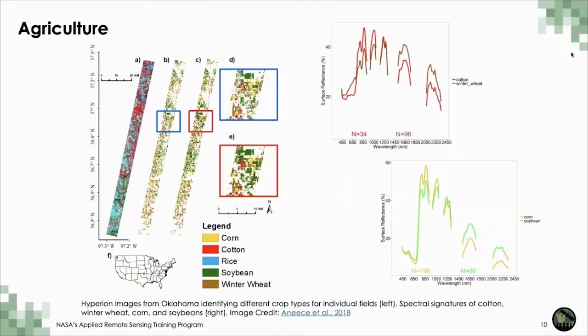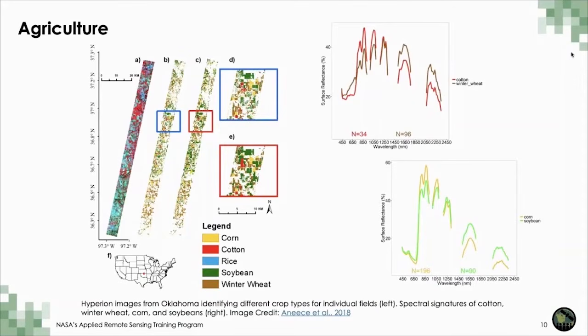For this work, crop types and crop growth stages were classified in Google Earth Engine. As you can see in these multiple Hyperion scenes on the left, and the small classified images of corn, cotton, rice, soybean, and winter wheat. The best overall accuracies were between 75 to 95% in classifying crop types and their growth stages.